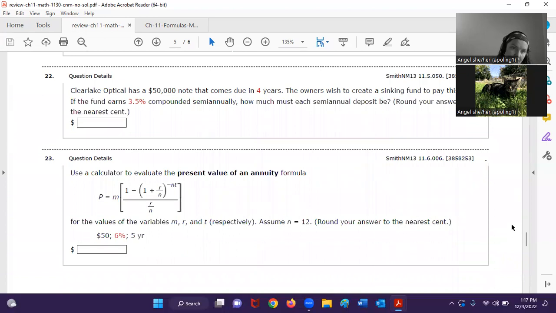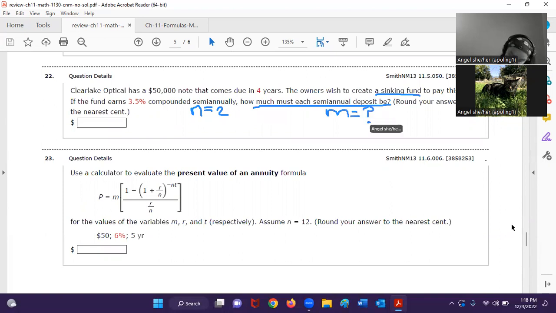11.7. And now in number 22, Clear Lake Optical has a $50,000 note that comes due in 4 years. The owners wish to create a sinking fund to pay for this note. If the fund earns 3.5% compounded semi-annually, that's twice a year, how much must each semi-annual deposit be, rounding to our nearest cent? They're asking us for M. How much must each regular payment be?